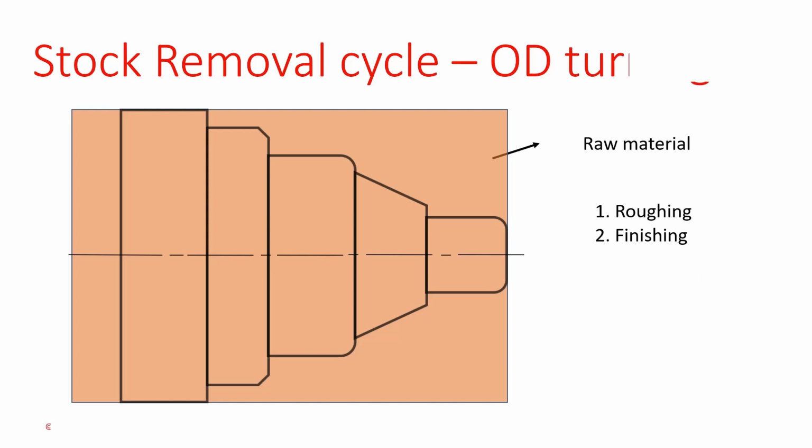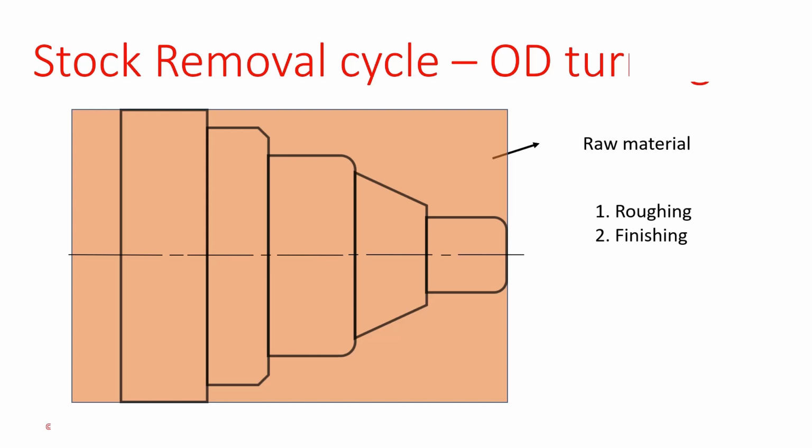In a single pass, is it possible to create that shape? It is not possible. Hence, we remove the material layer by layer. That is the roughing. We can create a line program for this shape. It takes a lot of time. Suppose we are using the CNC cycles in the program. Compared to the line program, it takes less time.